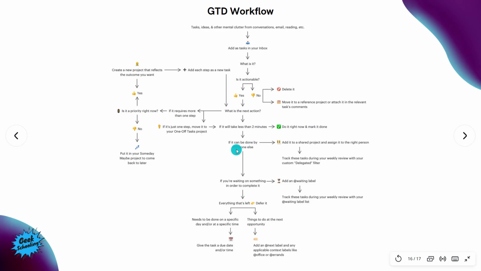If it can be done by somebody else, like in your business, add it to a project and delegate it. If you're waiting on something in order to complete it, add an at waiting label. You can do this again. You can add labels in your project management system.